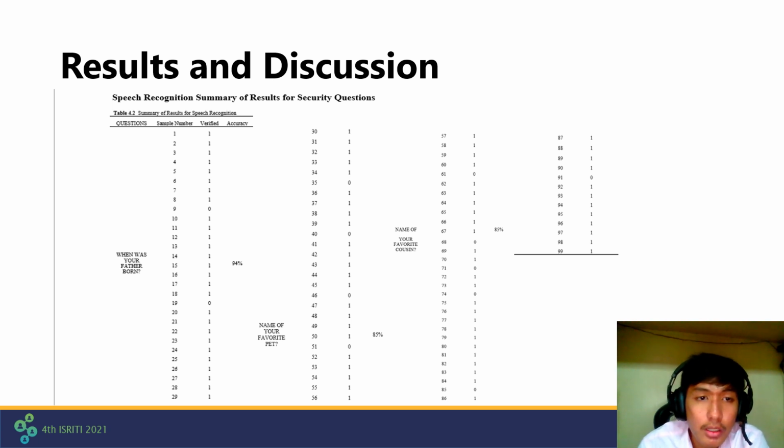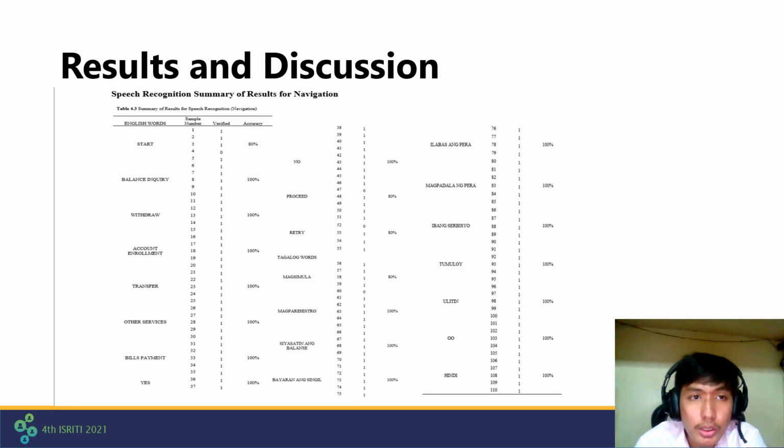And now for the accuracy rate, it shows that the first question has a 94% accuracy rate compared to the two questions, which got 85% for both. It shows that the year is more easily recognized by the system or pronounced by the user compared to the names of your favorite pet or favorite cousins. It shows that the errors for this part are caused by the unrecognized words by the system or the wrong answers given by the user.